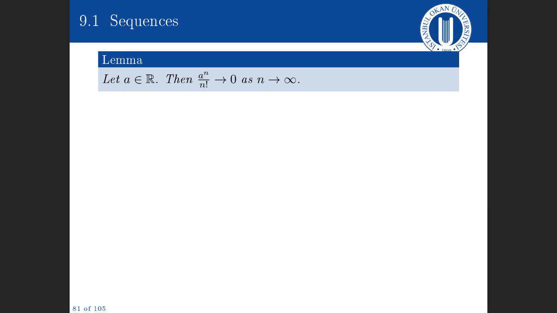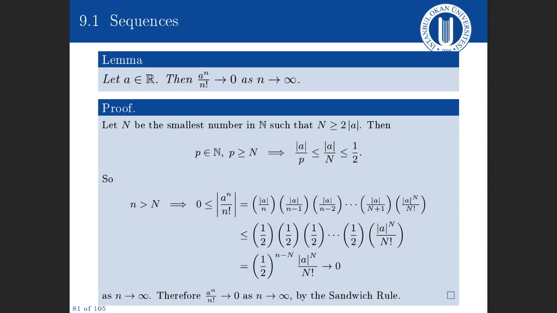What about a to the power n divided by n factorial? A to the power n tends to infinity. N factorial also tends to infinity. But what about their quotient? It tends to 0, because n factorial is more powerful than a to the power n. I'm going to skip this proof.